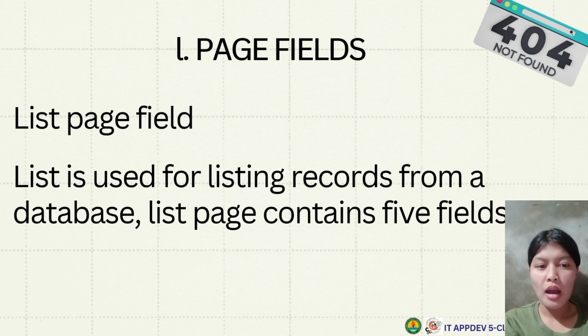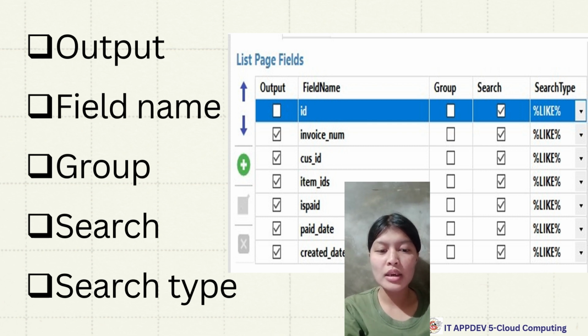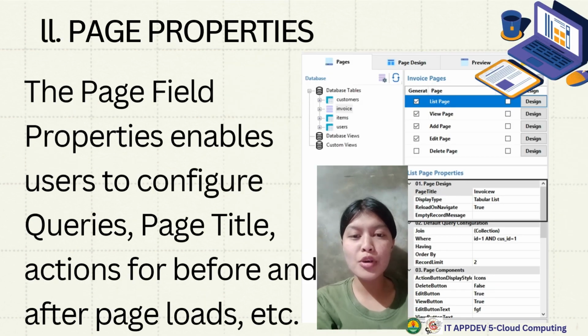Number 1, page fields. List page field. List is used for listing records from a database. The list page contains 5 fields. These are the 5 fields: Number 1, output. Number 2, field name. Number 3, group. Number 4, search. And last, search type.